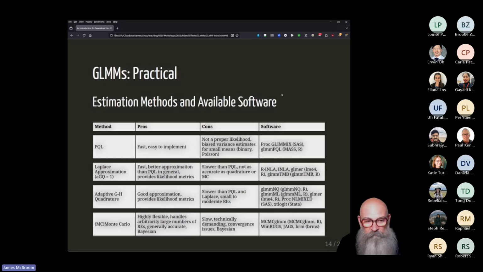Now, I based this table that you're looking at now fairly heavily around Ben Bolker's GLMM FAQ webpage. It's a useful place to go if you're working with GLMMs. If you just Google GLMM FAQ, you most likely will find it in the first couple of results.